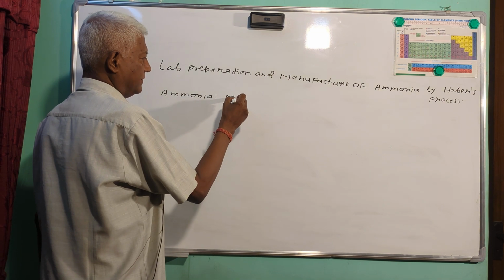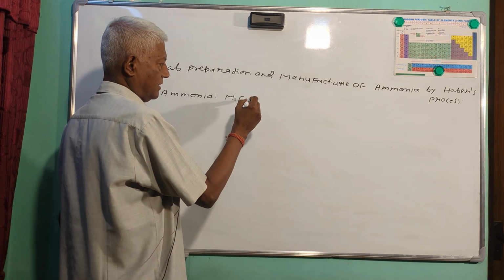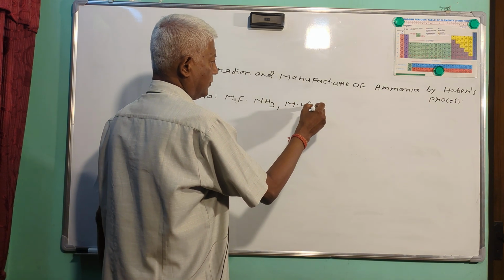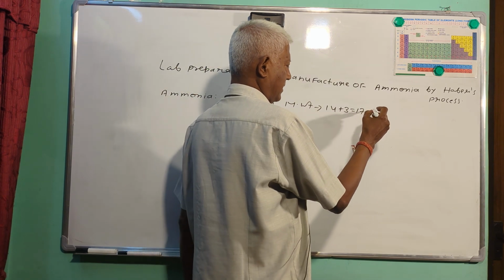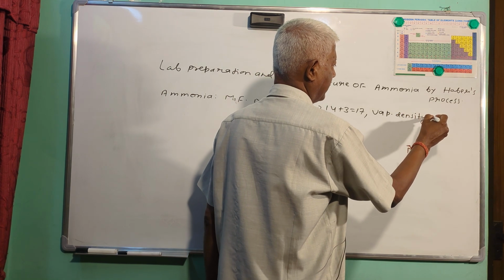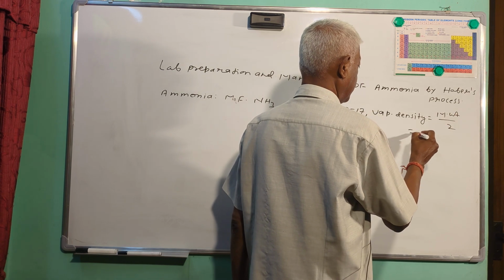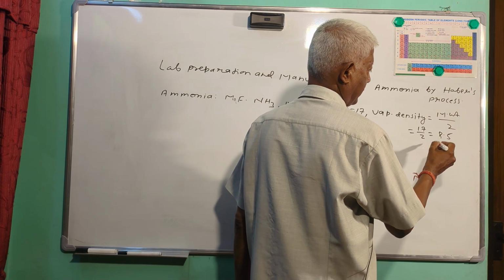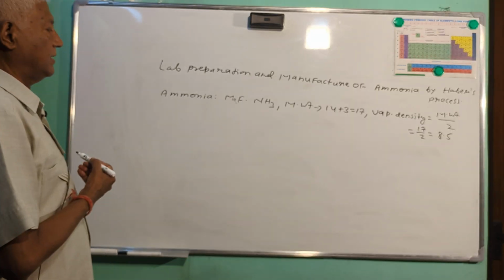Its molecular formula is NH3. Molecular weight is 14 plus 3, how much? 17. And when you talk about the vapor density, always keep in mind, molecular weight by 2. So how much do we have? 17 by 2, 8.5. That is the general knowledge of ammonia.